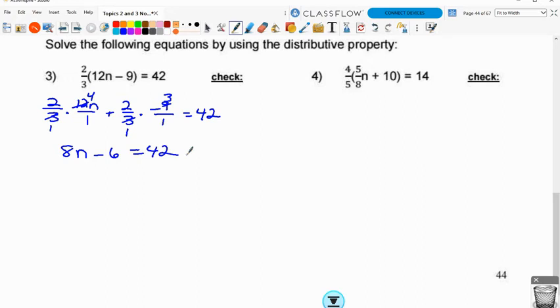Now we're going to get the 8n all by itself. There's a -6 on the same side, so we're going to have to start by adding 6 on the left, which means we'll add 6 on the right.